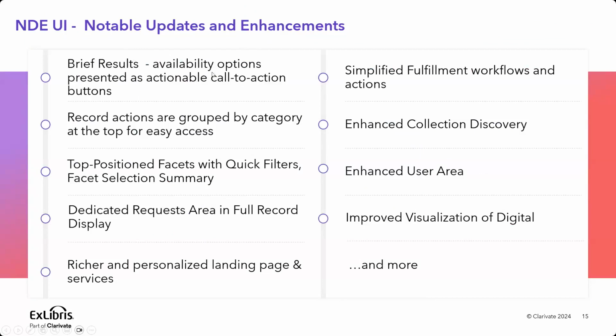Quickly go, as I mentioned, available options from the search results are more designed as calls to action. Record actions are grouped and visible at the top. The change with the facet, the top position facet, the option to define quick filters, the summary of the facet selections. Dedicated request area in the full records. We will share with you also the option of the landing page. The workflows, the forms and the workflow that should be much more simplified.